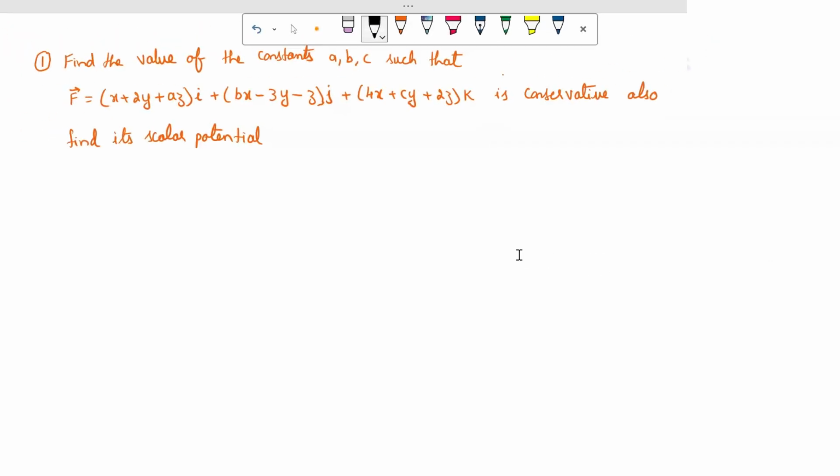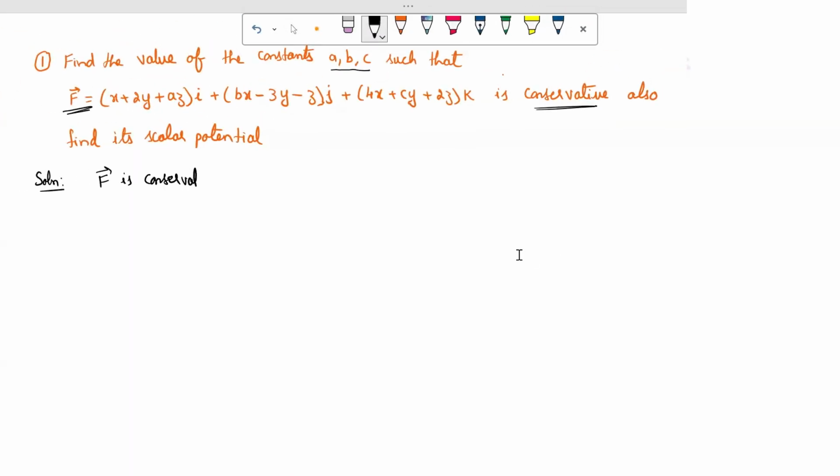So he's asking us to find the values of a, b, and c such that this vector F is conservative. What does it mean for vector F to be conservative? It means that curl of vector F is 0. That means vector F is irrotational. If vector F is irrotational, we say that vector F is conservative.